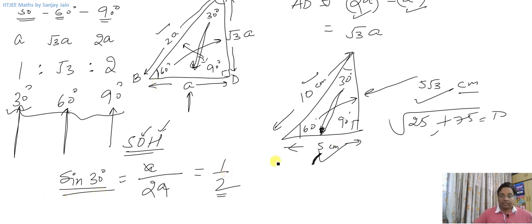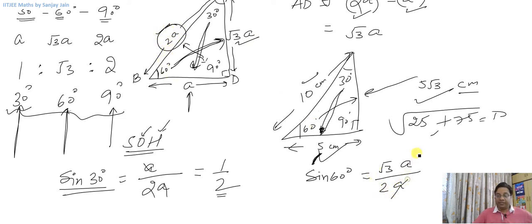Now I can easily find sine of 60 degrees from here, because sine of 60 degrees will be opposite, that is root 3A this time, because the side length opposite to this 60 degree angle is root 3A, divided by hypotenuse, which is 2A once again, right? A can be cancelled, so sine of 60 degrees is root 3 by 2.